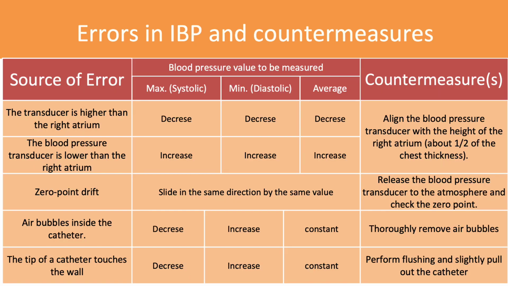The table summarizes the error factors and countermeasures for IBP measurement. If the position of the transducer is higher than the right atrium, the value will be displayed lower, and if the position is lower, the value will be displayed higher. Also, if the 0 point is off, the value will be off by that amount. The waveform will be dulled if there are bubbles in or around the tip of a catheter.